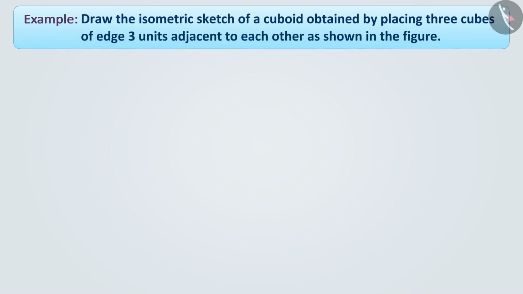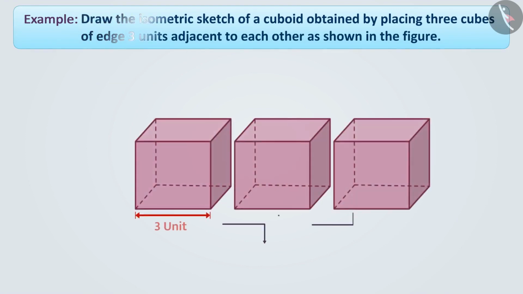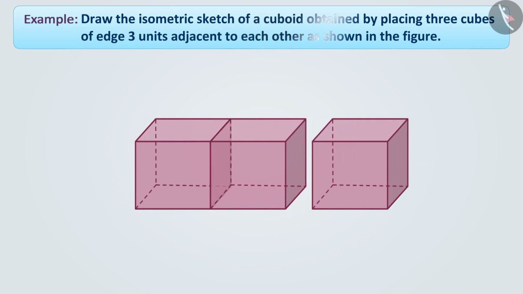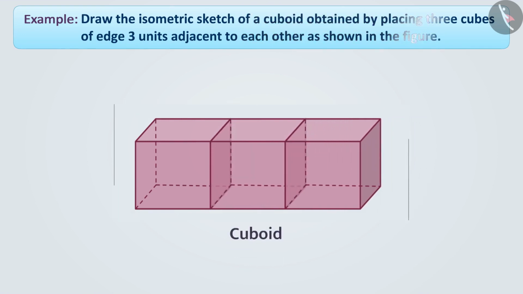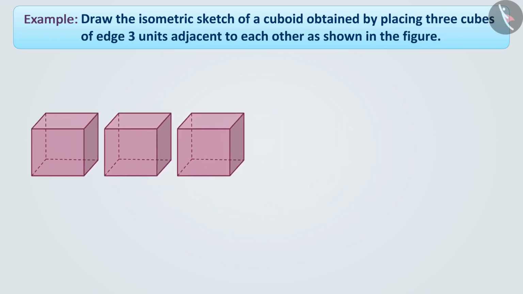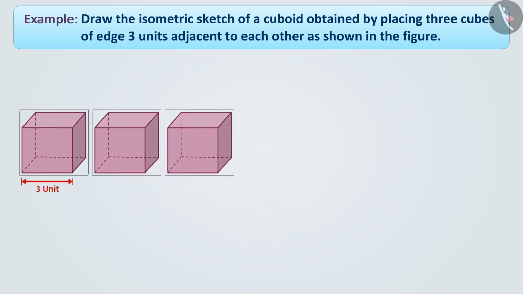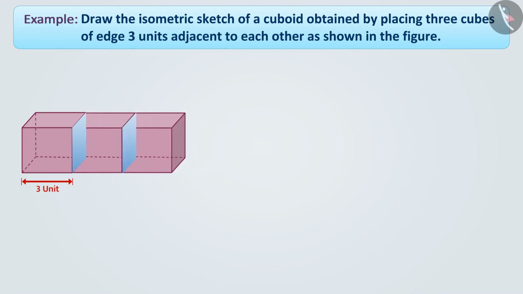Next example. Draw the isometric sketch of a cuboid obtained by placing 3 cubes of edge 3 units adjacent to each other as shown in the figure. The 3 cubes of edge 3 units are placed adjacent to each other in such a way that one face of one cube is adjacent to one face of the second cube as shown. To draw the cuboid, first we will draw a cube.